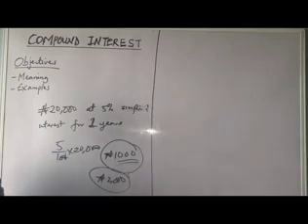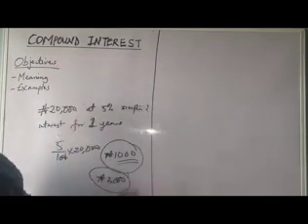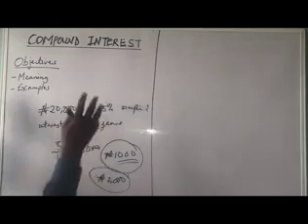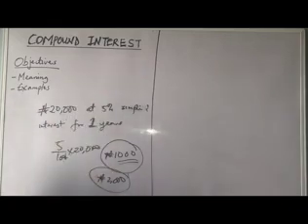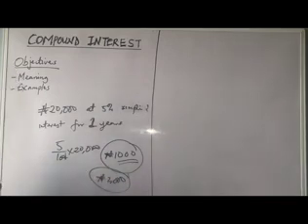I hope that is clear. So that's the difference between compound interest and simple interest. So we're going to look at examples now to see how we can do it. I'm going to use two methods. We use the manual method of calculating compound interest, and I also use a formula method of calculating compound interest. So let's look at the example.